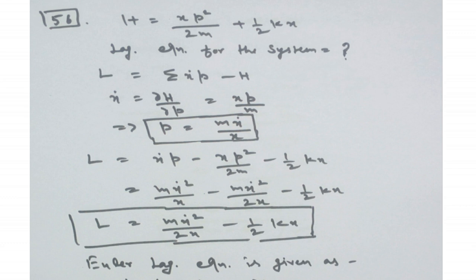So we can calculate the Lagrangian by the equation L equal to summation of x dot p minus H. So here x dot is equal to curly H upon curly p. So now from this equation we can easily evaluate the value of p, which is equal to m x dot upon x. Now the L will equal x dot p minus xp square upon 2m minus half kx. As we know that the Lagrangian is a function of x, x dot and t, so just put the value of p here and we will get the Lagrangian, which is equal to m x dot square upon 2x minus half kx.